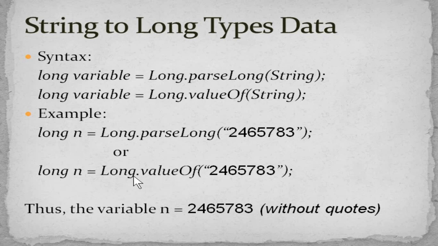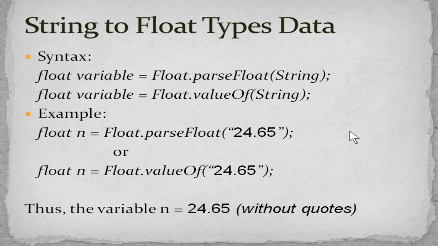The valueOf function also does the same thing, converting the string into a long value, which will be stored in a variable of long data type. So now n will have the number, which can be used for further processing. Next you are going to see string to float type data. Instead of long you are going to use float: Float.parseFloat with the string within brackets, and the Float.valueOf function is also used to do the same thing.